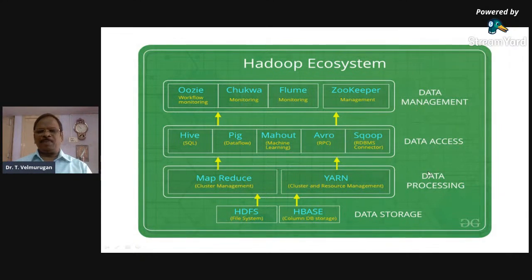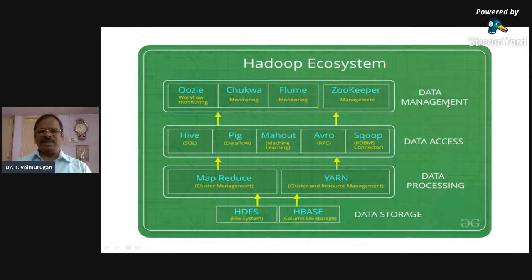Now, for data processing purposes, this HBase information is processed by using MapReduce and YARN. Then, for accessing the information produced by MapReduce and YARN, Hive, Pig, Mahout, Avro, Scoop are used. Scoop, already informed, is the conversion of SQL commands into the big data concept. Avro, RPC, machine learning, Mahout, data flow, Pig: SQL commands are converted into the big data concept. So finally, we can manage the data. So data storage, processing, access, management.